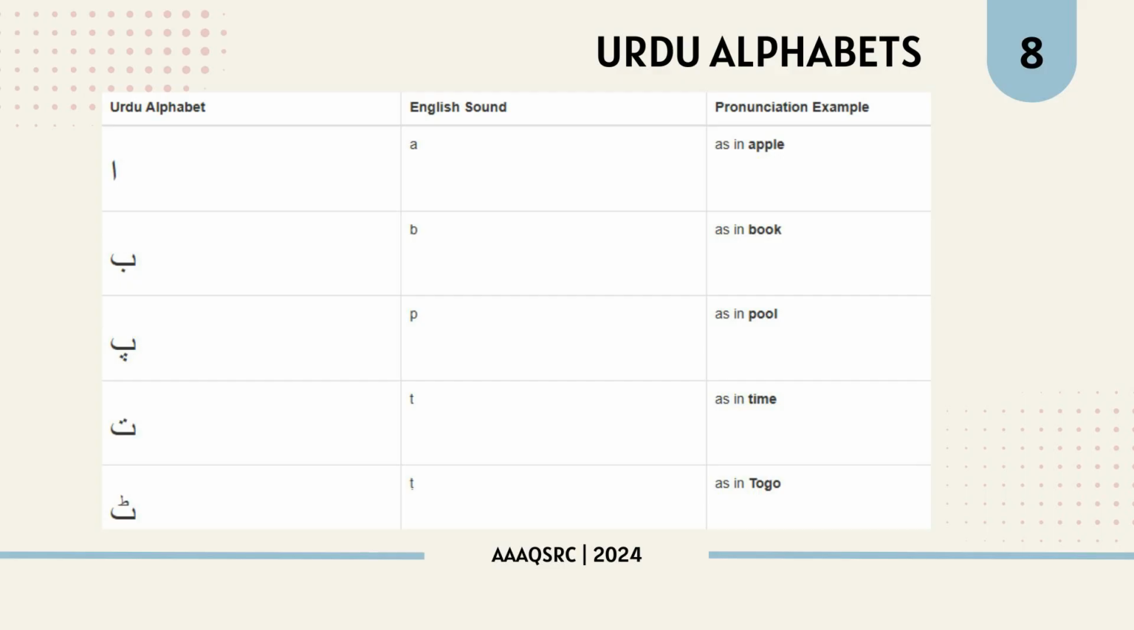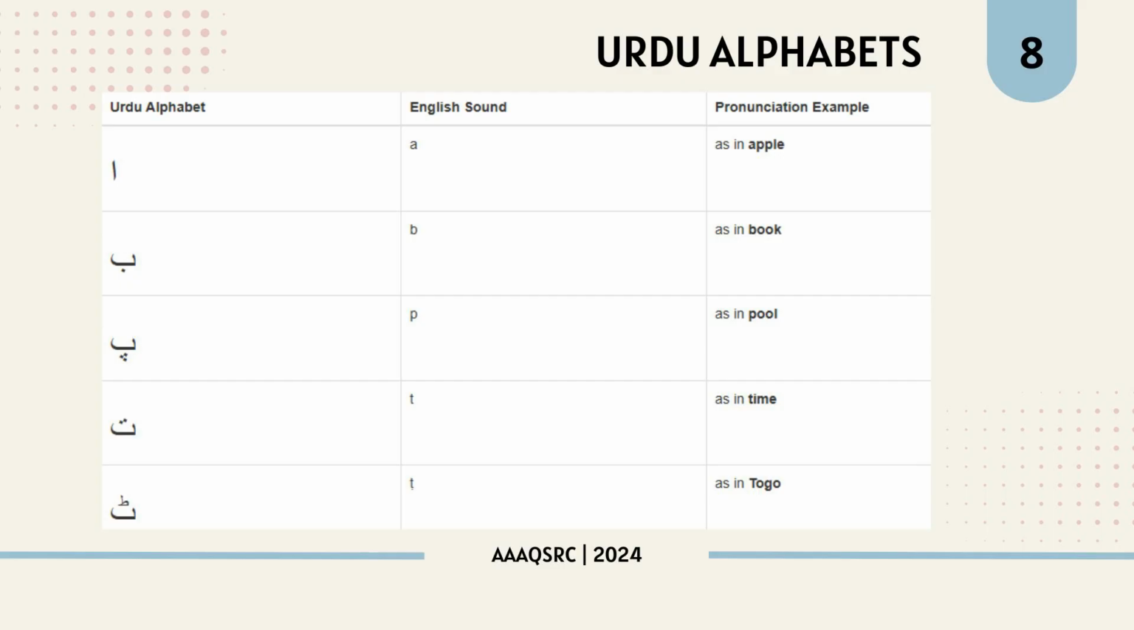These begin with alif. The second alphabet we have is B. B sounds like the B in book. So if you want to write book in Urdu, it is be, kaf, conjoined: be kaf, book.